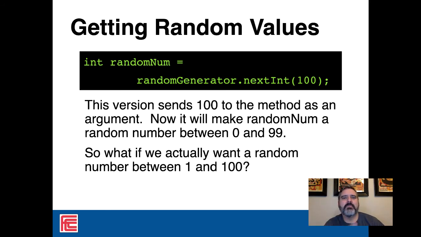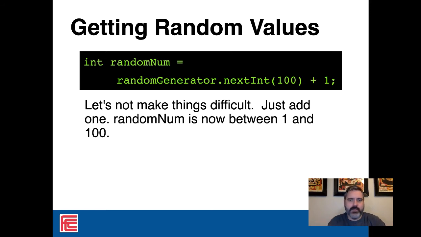Basically, if I put 100 in, I'm not getting a random number between 1 and 100. I'm getting a random number between 0 and 99. If you actually do want it between 1 and 100, you just have to add 1 to that number, right? Makes sense. Random number between 0 and 99. If you add 1, you'll always get a number between 1 and 100.